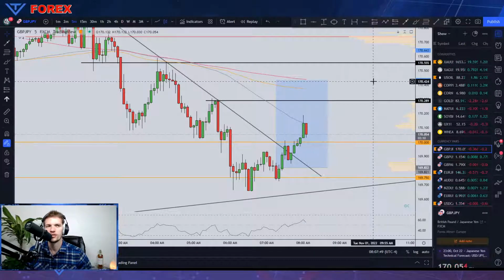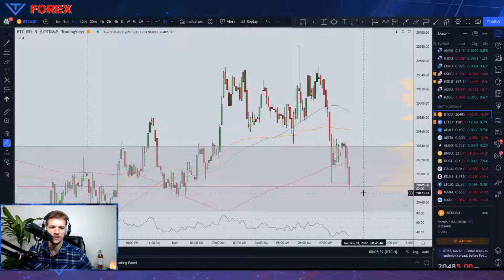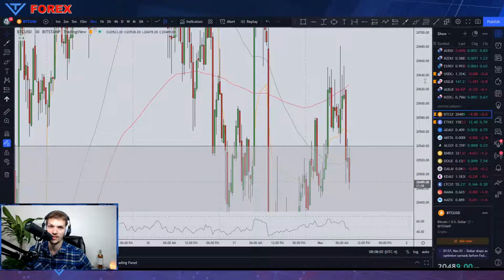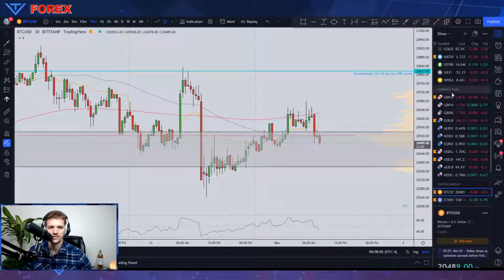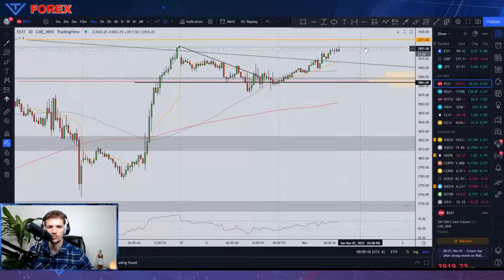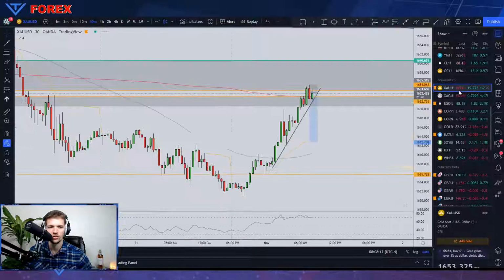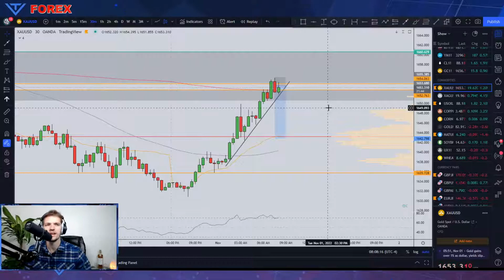Have I not taught you anything? When Bitcoin doesn't follow, these moves are to be faded. Bitcoin is actually negative for the day. And you get a nice massive rally here. Not massive, but a nice strong rally overnight in the ES. Strong rally in metals. Come on, man. Risk off. Fade this.